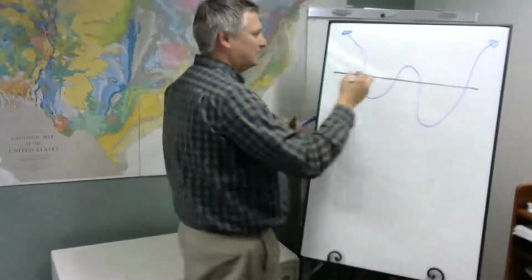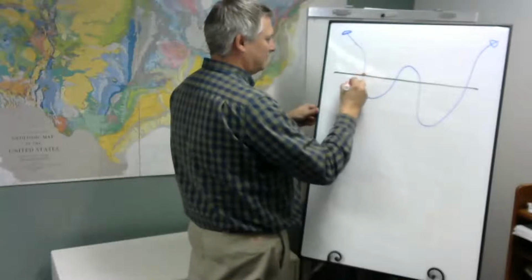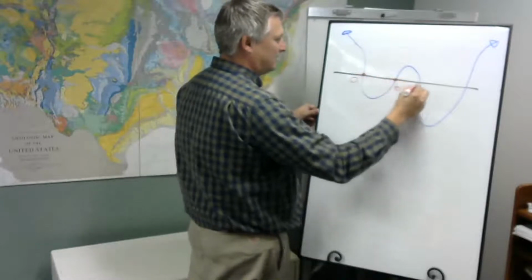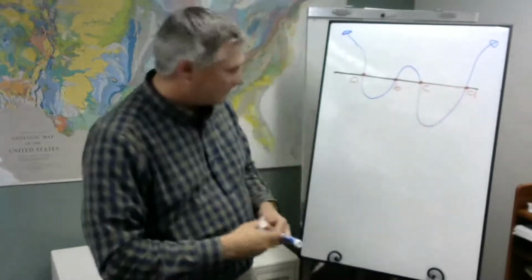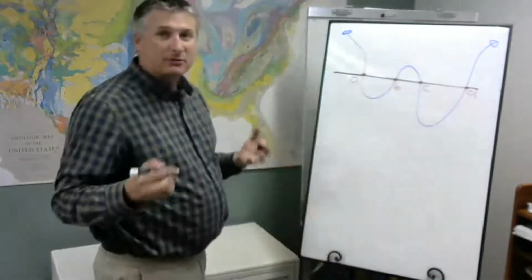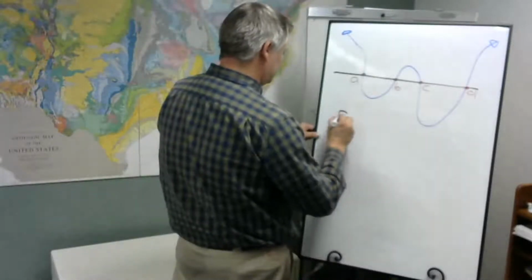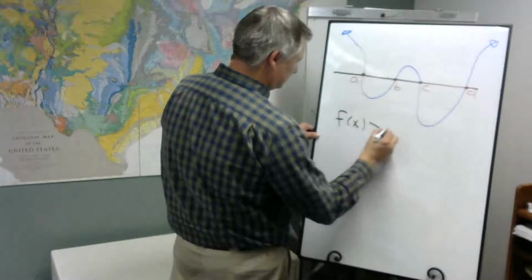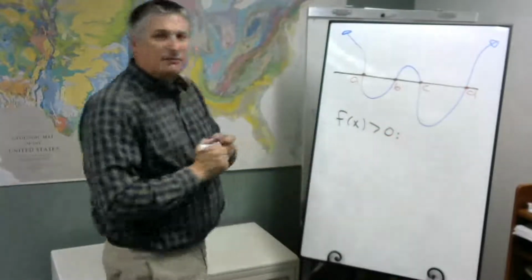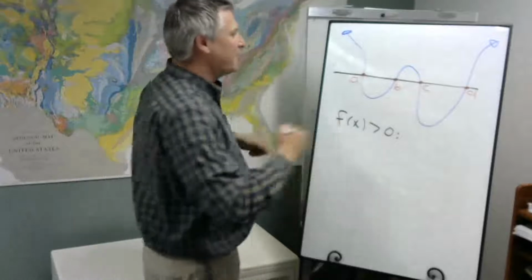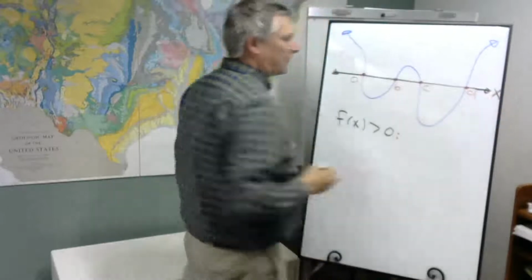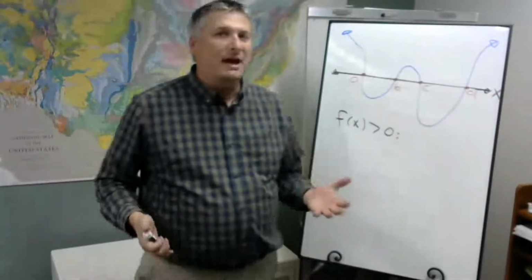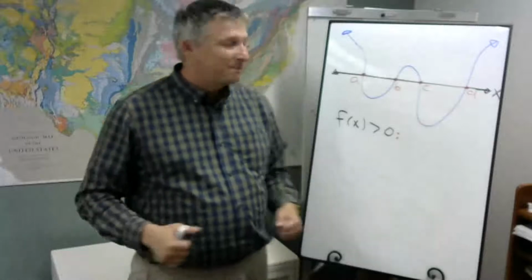And it intersects the x-axis at these points, A, B, C, and D. So we want to ask the question, where is f of x greater than 0? Now again, f of x refers to the y value. So if this is our x-axis here, well, what we're asking is, where along the x-axis is this polynomial above it?